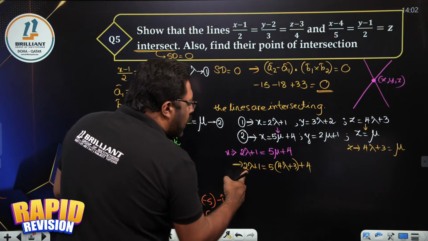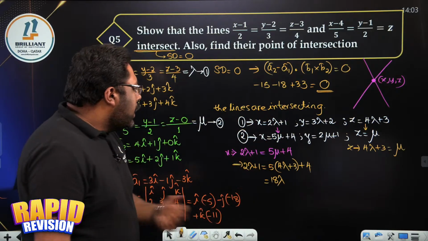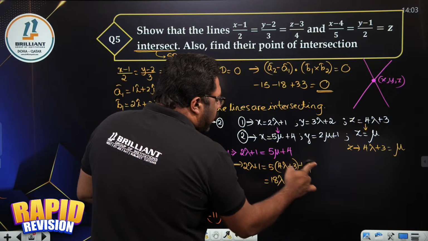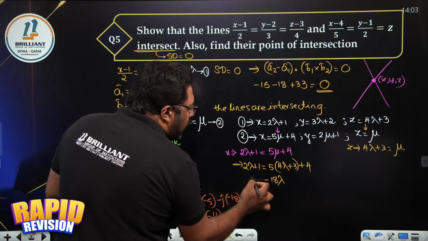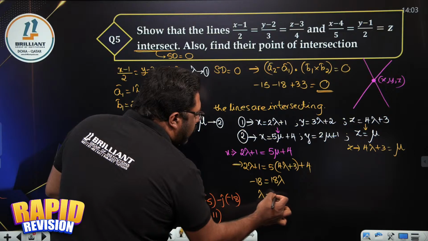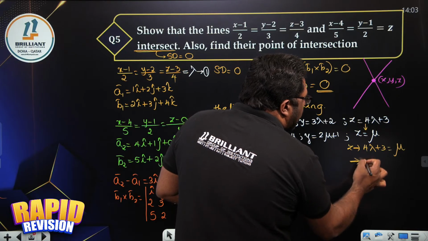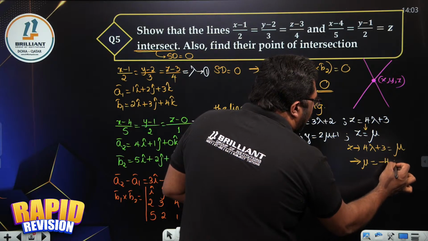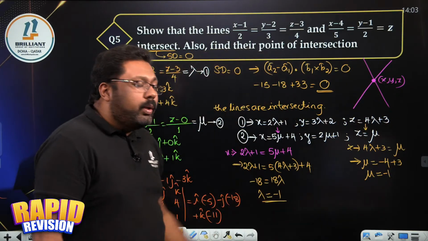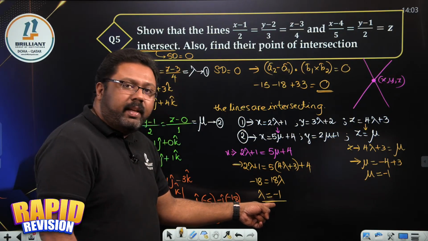So you solve this over here, 20 lambda minus 2 lambda is 18 lambda. 15 plus 4 is 19. So 19, which comes over here as minus 19, makes it minus 18. So lambda equal to minus 1. So if lambda equal to minus 1, that implies mu is equal to minus 4 plus 3. Mu is also minus 1. Actually, I don't need to find both, but I'm just showing you that I can find both. Just one of them is enough.